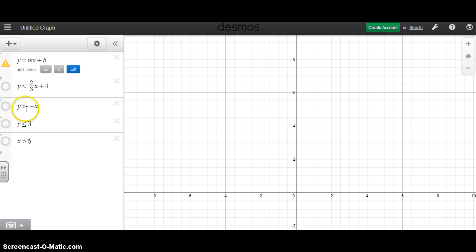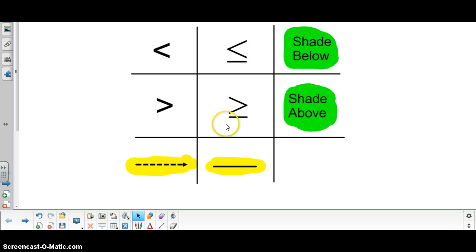Now we can ask ourselves the question: will it be a solid or dashed line? Well, it's greater than or equal to. Since it's greater than or equal to, if I look over here, greater than or equal to tells me it's going to be a solid line. And where do I shade? I'm going to shade above it.